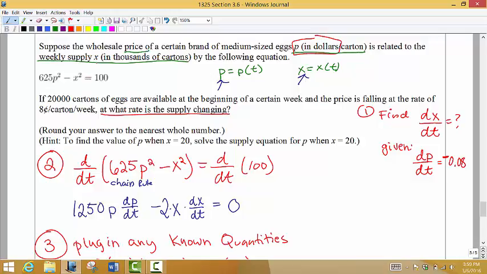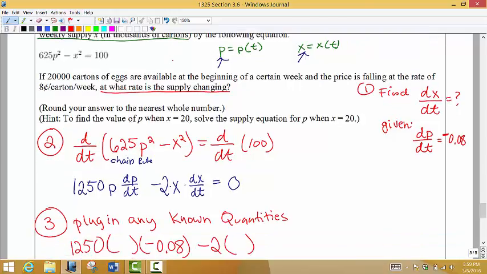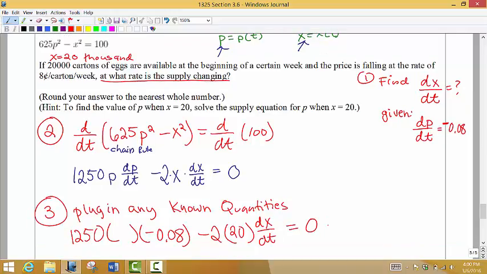Our supply is given in terms of thousands of cartons. So when we plug in this value of 20,000, we really want to think about this as x equals 20,000. So we're going to use the number 20 in place of x. Okay, dx/dt, now that's what we don't know. So I'm going to write dx/dt as that one unknown quantity.